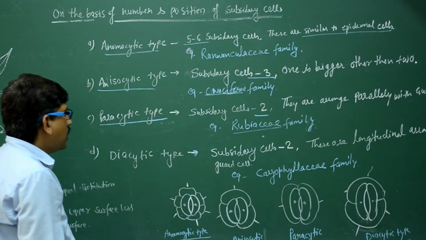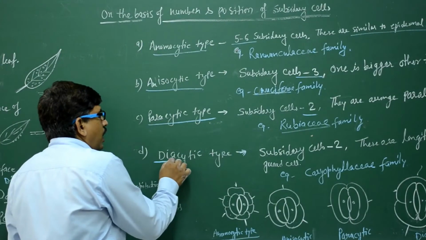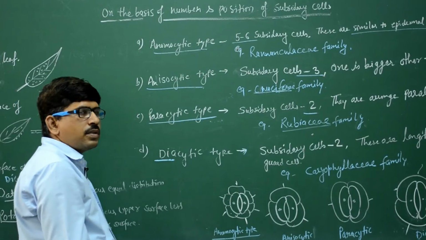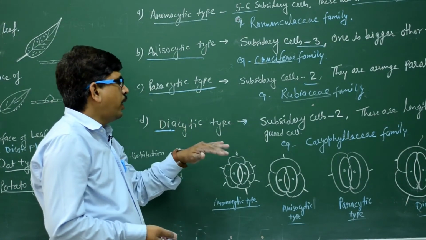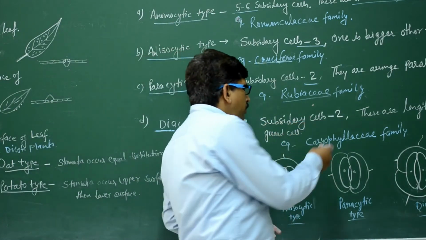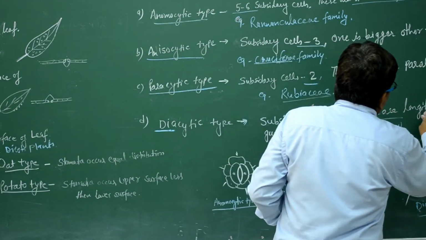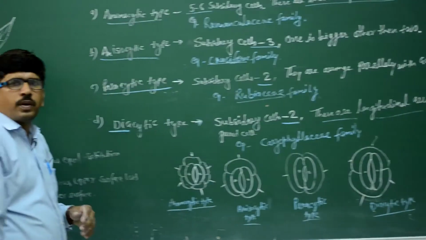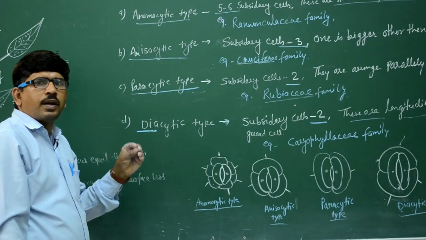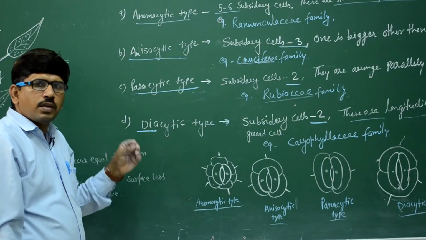And last is the diacytic type. Dia means 2. There are 2 cells here too, but they are arranged longitudinally, at right angles to the guard cells. So these are the 4 types of stomata on the basis of the number and arrangement of the subsidiary cells.